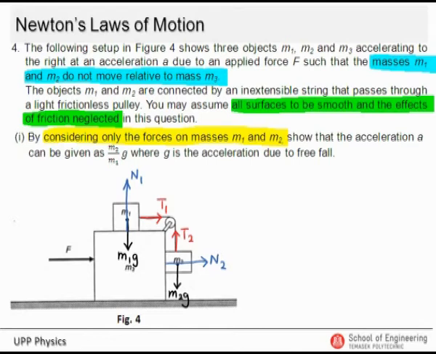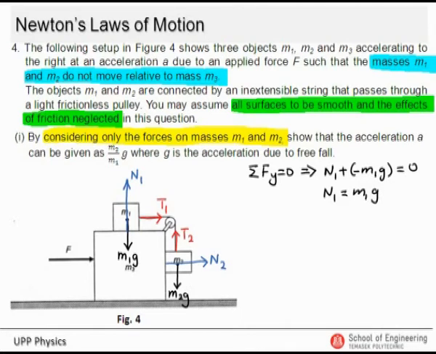So, all the forces acting vertically on mass M1 will add up to be 0. And this will imply that N1 plus the negative of the weight M1g will be equal to 0. Now, since the weight is acting downwards, that's why it's given a negative sign. Hence, N1 is equal to M1g.